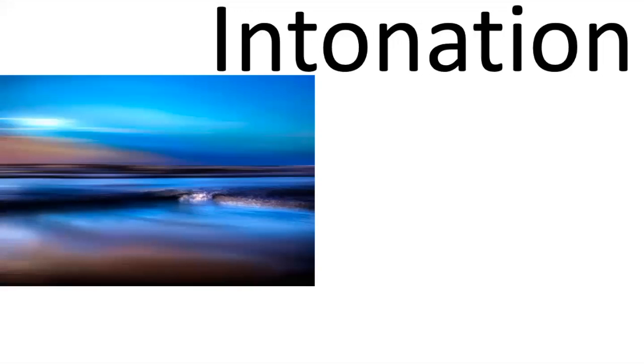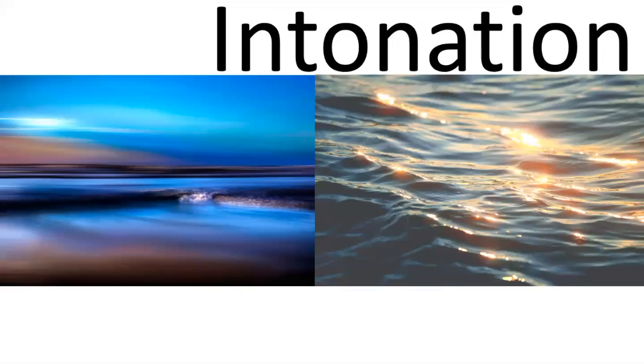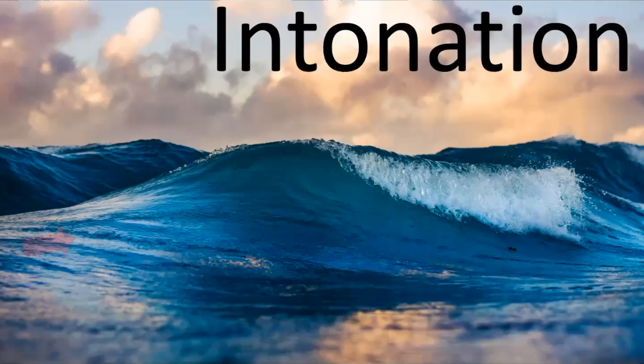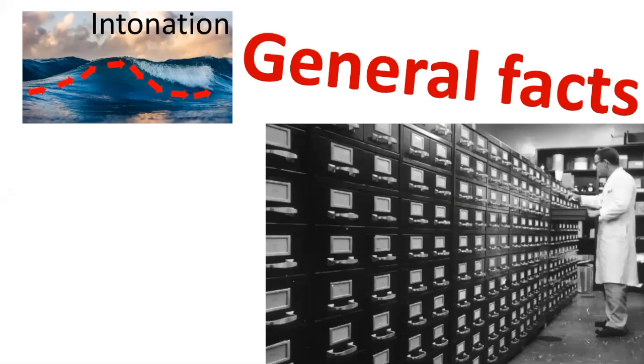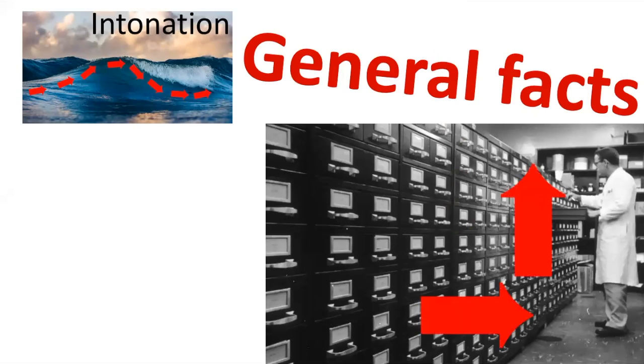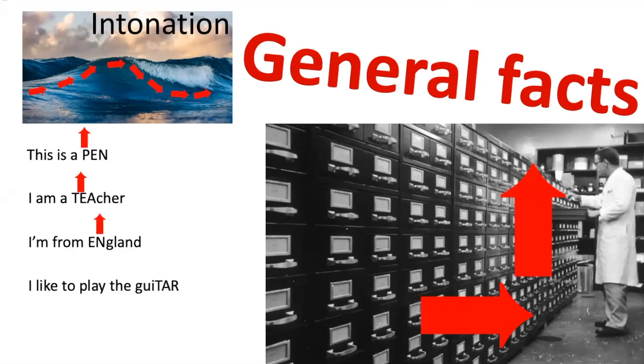So I always like to describe intonation as like a wave in how you speak. It goes up and it goes down. It goes up and down, basically. So intonation, there is the general facts aspect. So it basically goes up when you want to say something clear. This is a pen. I'm a teacher. I'm from England. I like to play the guitar. I didn't have breakfast this morning. So we kind of understand that anyway.